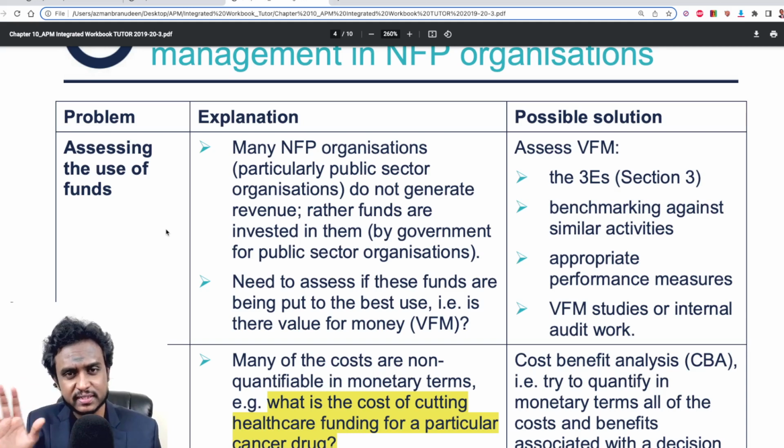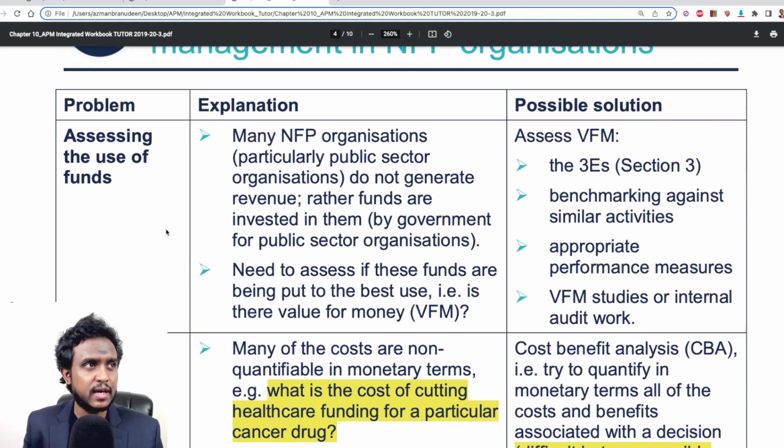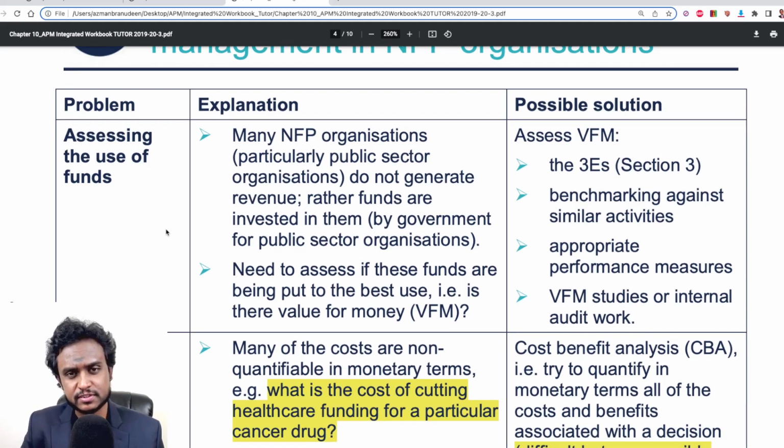So all the things that, in terms of managing a company well, all of those things, leadership, all of those things are applicable to a NFP as well. The only thing is that the end goal, the end result, is not looked at in terms of profits. Now, in terms of the problems, your syllabus identifies four main problems. First is assessing the usage of funds.